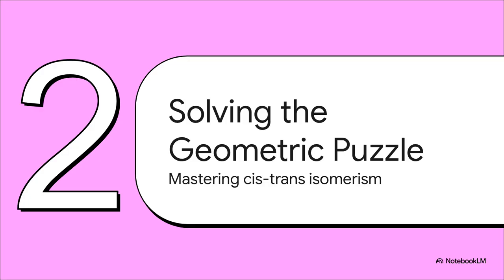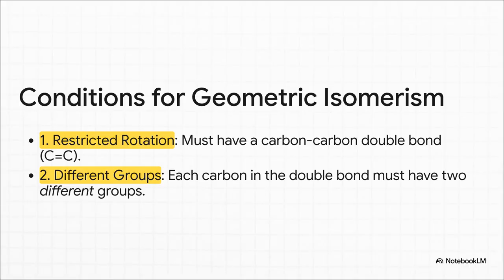Okay, let's level up to our next type of isomerism. We're shifting our focus now from just how the atoms are connected to how they're actually arranged in 3D space. This is where we get into what's called geometric or cis-trans isomerism. Now, there are 2 rules here that are totally non-negotiable. First, you have to have restricted rotation, which almost always means you're looking for a carbon-carbon double bond. Second, each of the 2 carbons in that double bond has to be attached to 2 different groups. If a molecule fails even one of these conditions, it's out of the running.